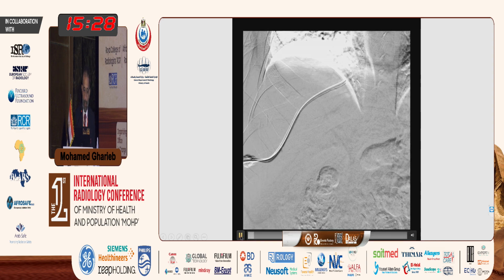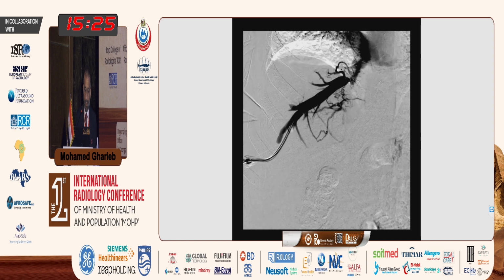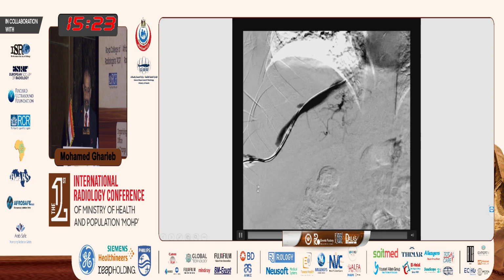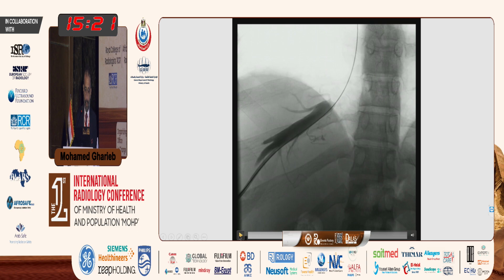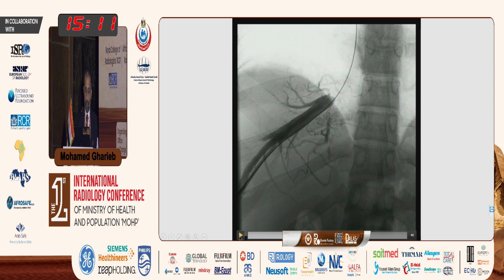We can see here a short segment stenosis at the junction between the hepatic vein and IVC. Here is the guide wire we passed. These are collaterals, and this is the hepatic vein stenosis. This is a percutaneous transhepatic approach. We can do a transjugular or transhepatic approach. Usually, in our institute, we do the transhepatic approach because we believe that negotiation of stenotic segments is easier through it. After we finish, we can coil embolize the tract to prevent bleeding.